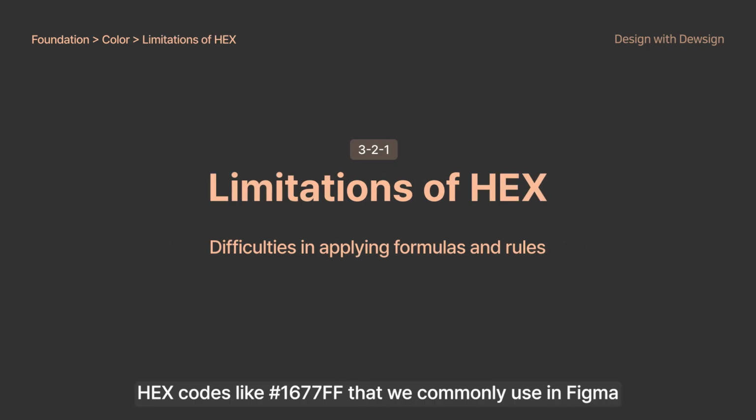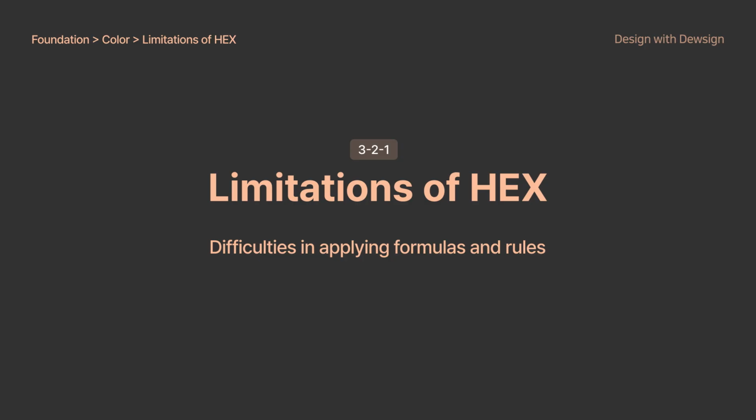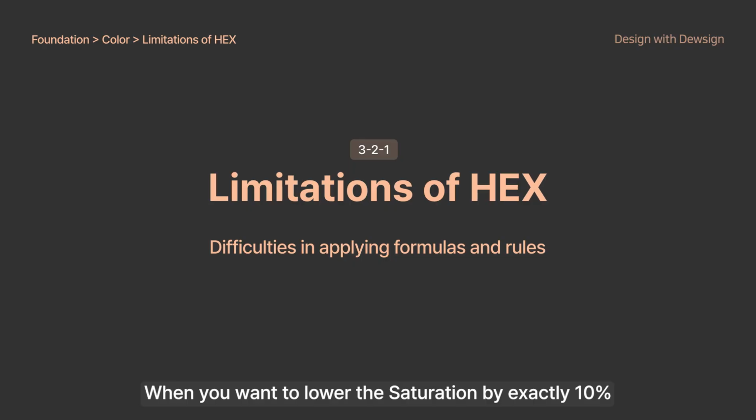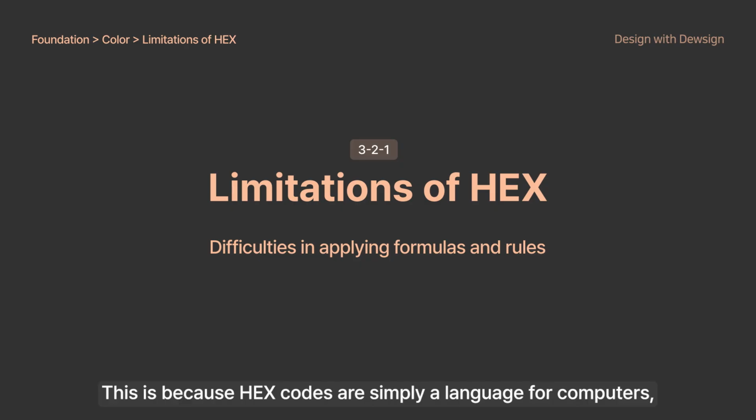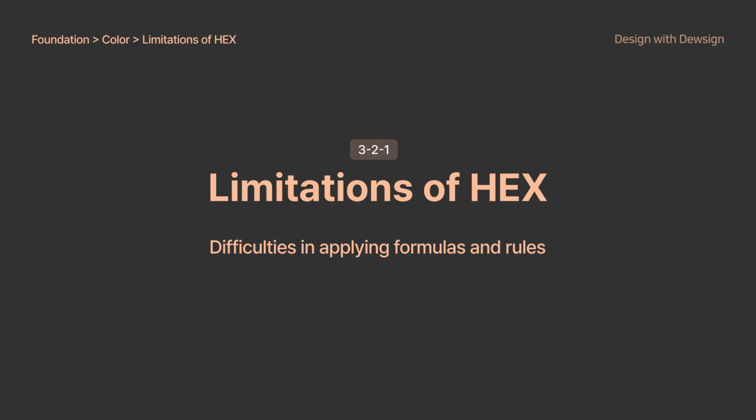Everyone, hex codes like #1677FF that we commonly use in Figma have clear limitations when designing a design system. When you want to lower the saturation by exactly 10% from here, it is difficult to adjust it just by looking at the code digits. This is because hex codes are simply a language for computers, making it hard for human intuition or mathematical rules to intervene.